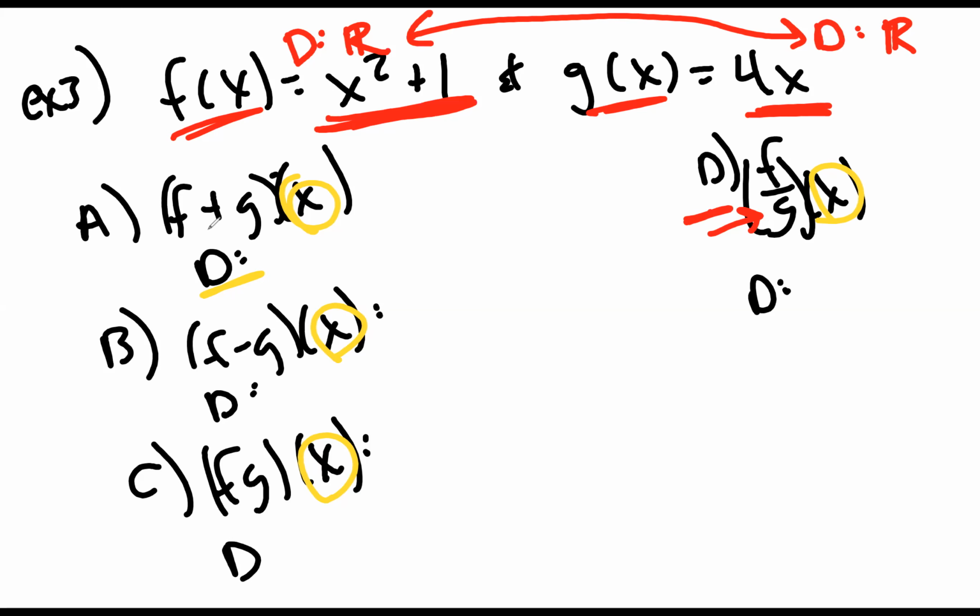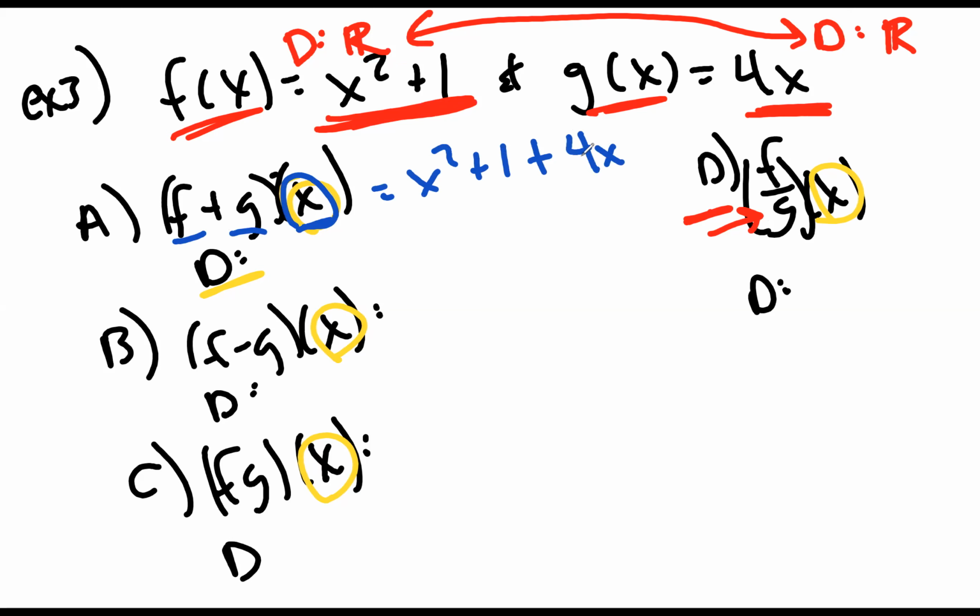And so this says f plus g of x. What this means is, since I don't have a value to plug in, I'm literally going to pick up function f, and I'm literally going to add it to function g. And so this is going to give me x squared plus 1, because that's f. Here's my plus sign, and then g is just 4x.